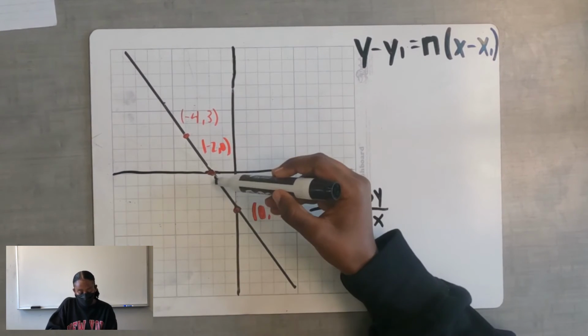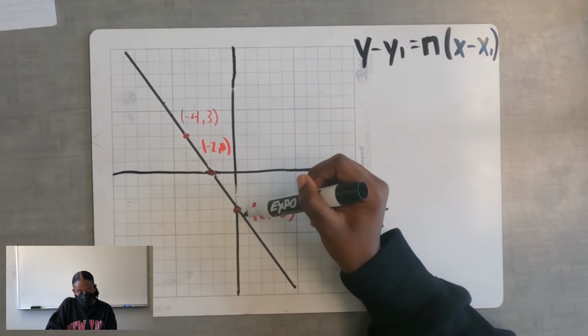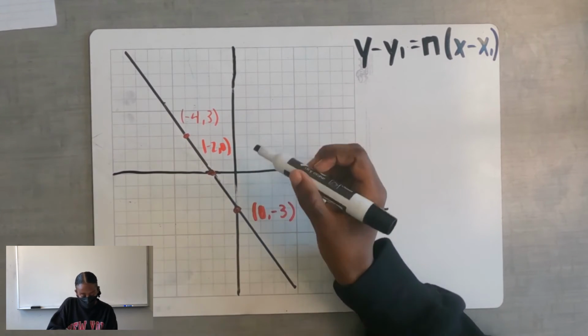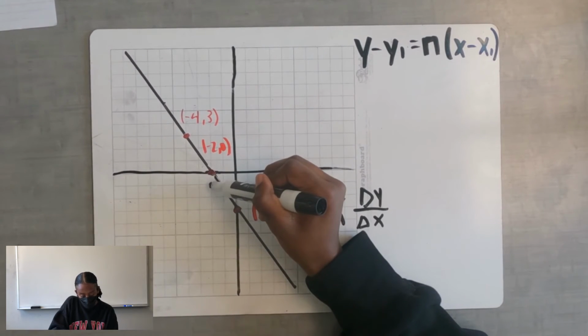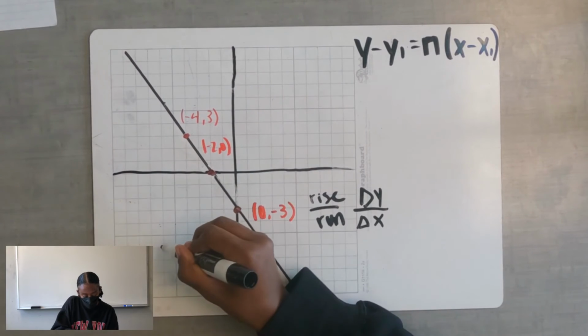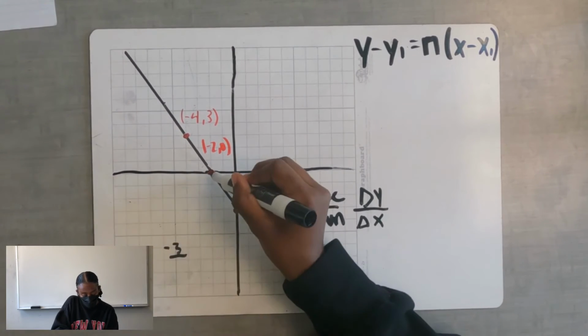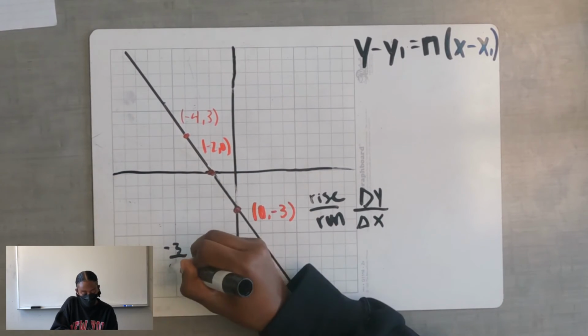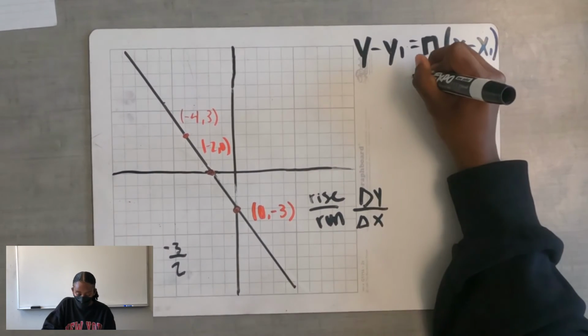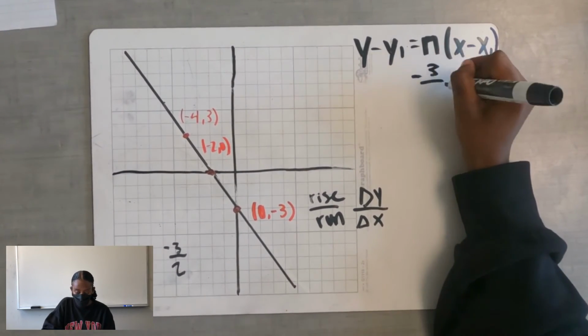So first we're going to start from -2, 0 and go to 0, -3. So it's going to be down 1, 2, 3, and then over 2. So we're just going to plug in -3 over 2 for m.